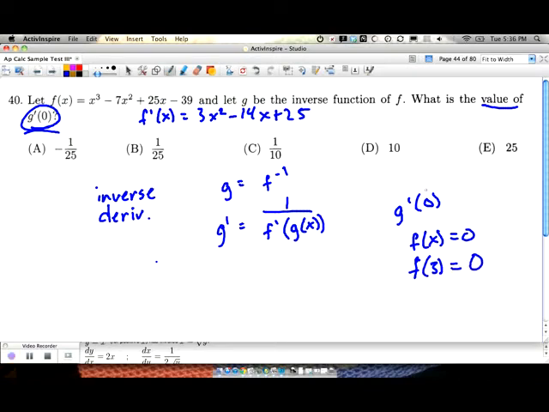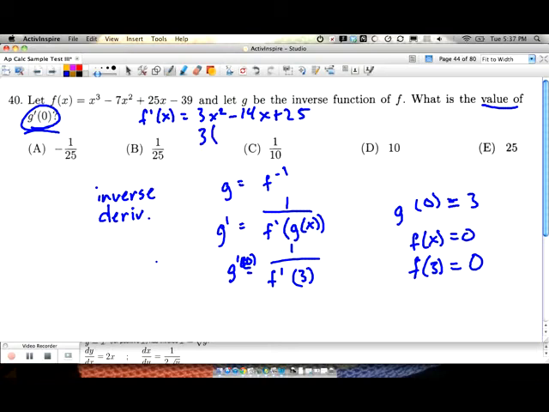That means g of 0 is equal to 3, because inverse functions just invert the x and y. So f of 3 equals 0 means that g of 0 equals 3. So I'm looking for g prime of 0, which is equal to 1 over f prime of 3. So I got to plug in 3 into this derivative. Well, let's just go ahead and figure this out because it's in some fractions here. It's probably going to be one of these here.